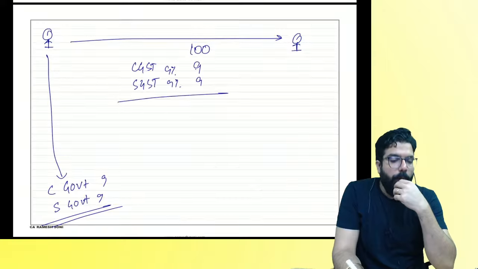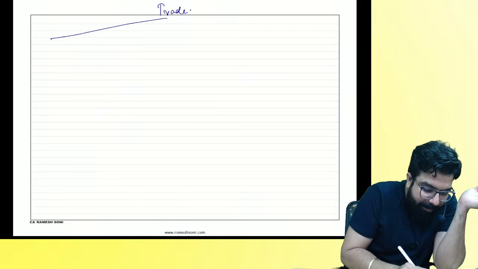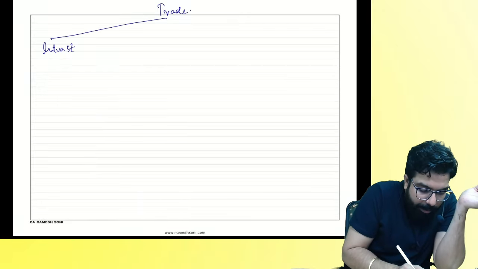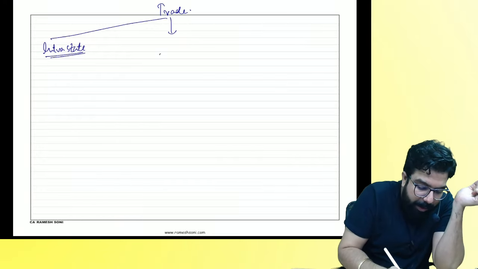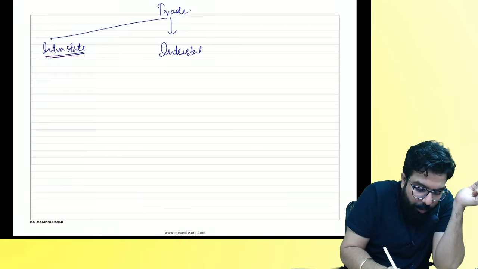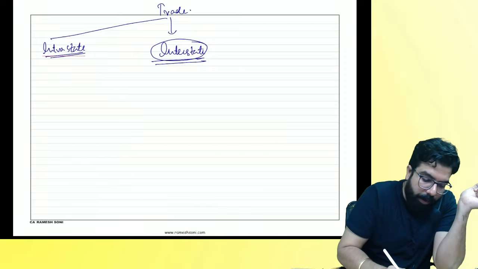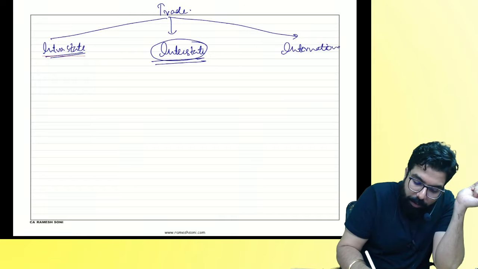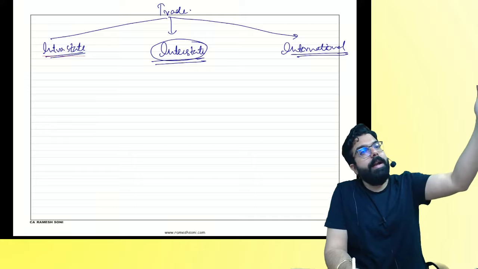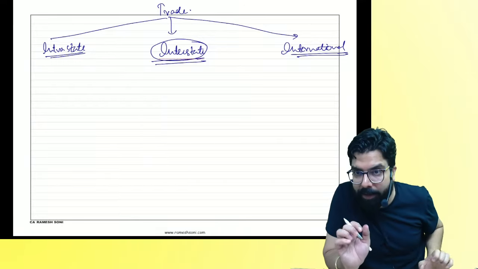Can you tell me what are the different types of trade and commerce? One can be intrastate trade. Intrastate means what, everyone? Within the state. One can be interstate trade. What is interstate, everyone? Between two states. Yes, one state to another state. One more trade can be international also. One country to another. We are getting goods from outside India, services from outside India, or from India to outside India. Do you guys agree with me?